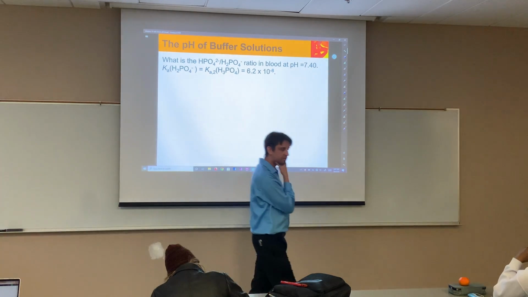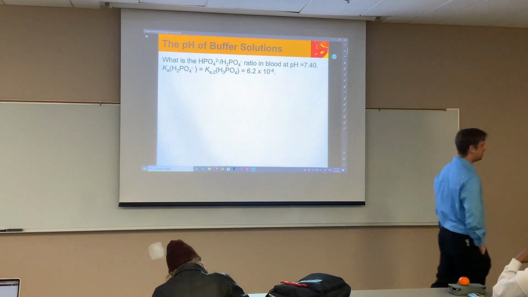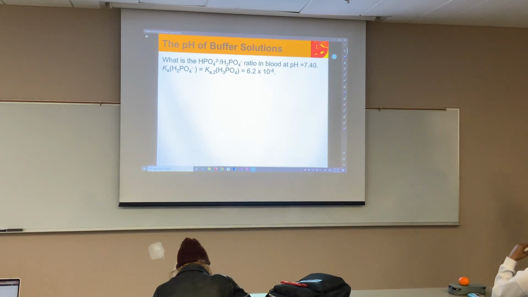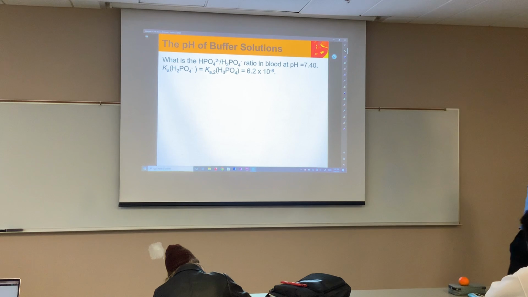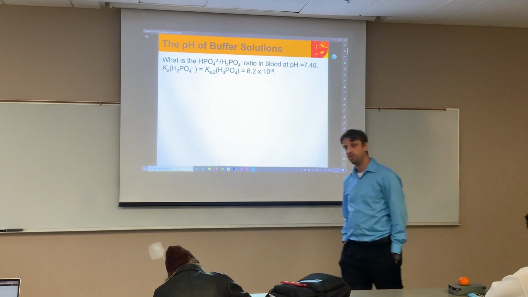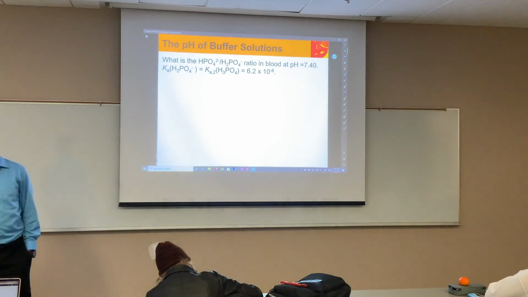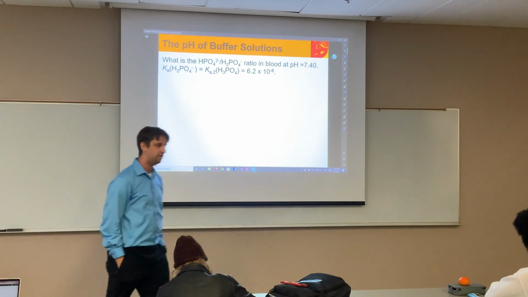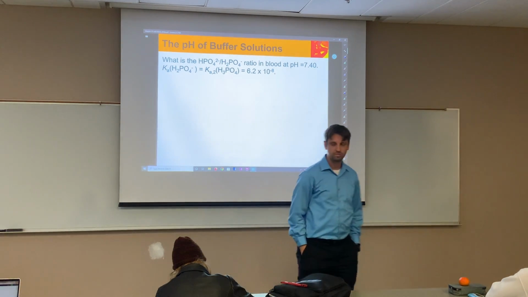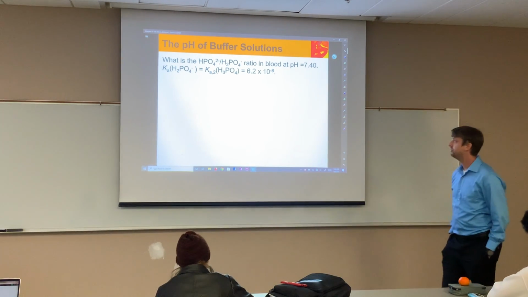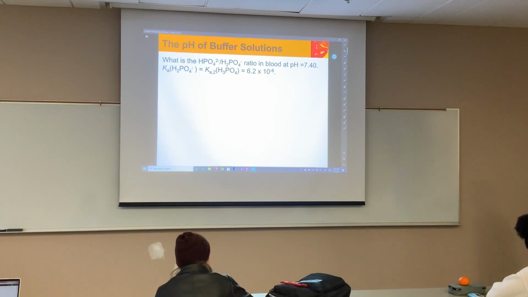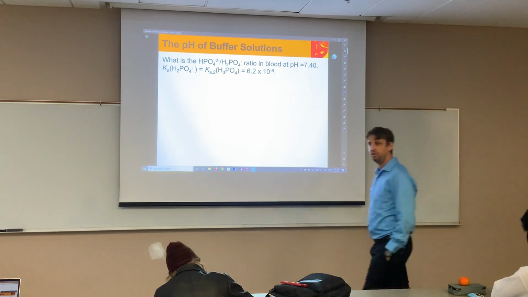What's this question asking? It's asking what is the ratio of HPO4 2 minus and H2PO4 minus. So what in the world are HPO4 2 minus and H2PO4 minus? What is their relationship to each other? The HPO4 2 minus is the base, and the other one is its conjugate acid. They're just conjugate acid-base pairs.